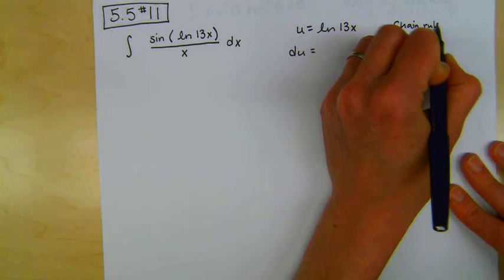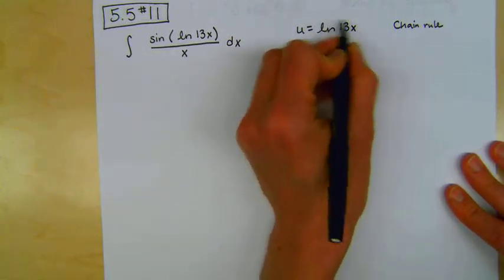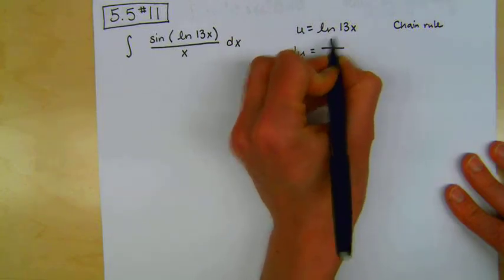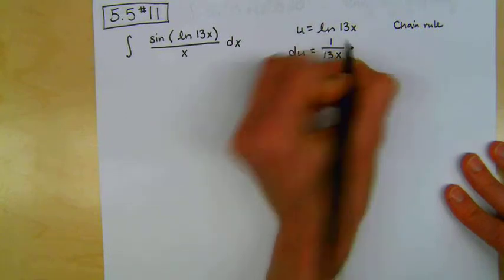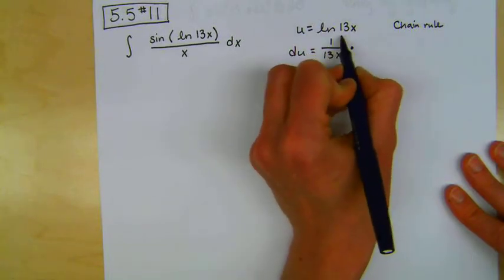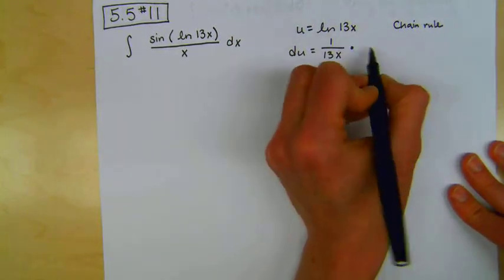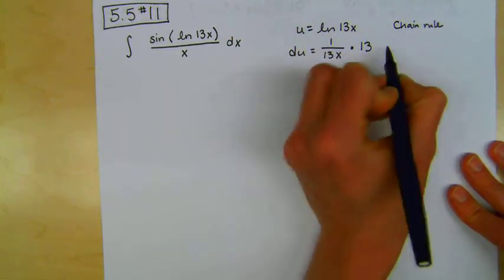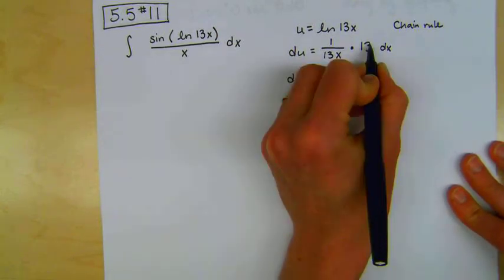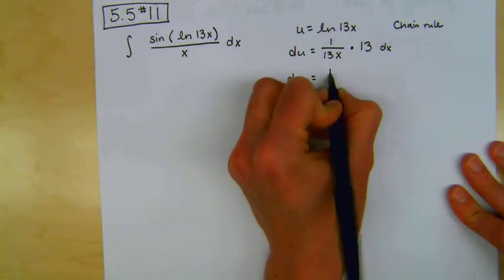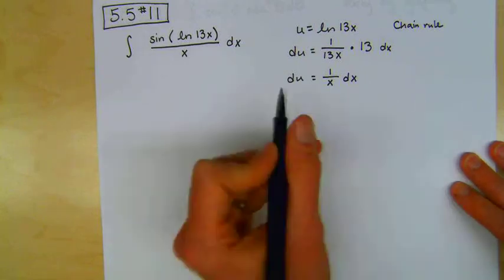where I think of the outer function as the natural log function. So the derivative of the outside function is the derivative of natural log, which is 1 over this function, 13x, times the derivative of the inside function, and in this case the inside function is 13x. So the derivative of 13x is just 13 dx. And notice that that means that these 13's actually cancel with one another, and we're left with just 1 over x dx.